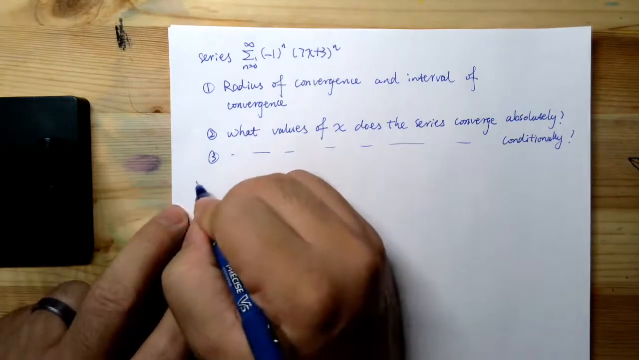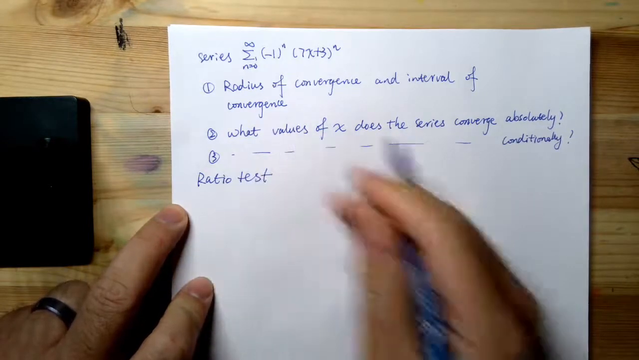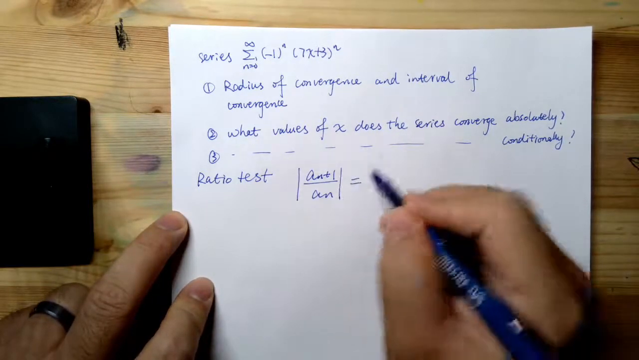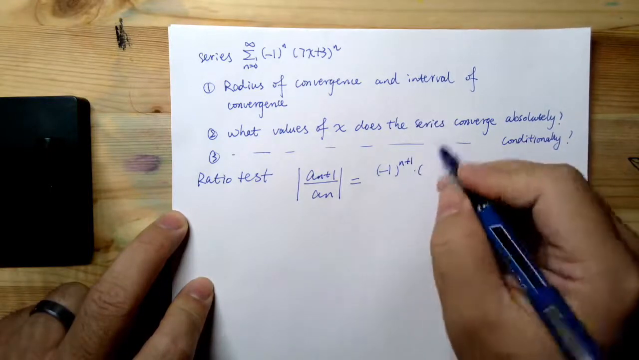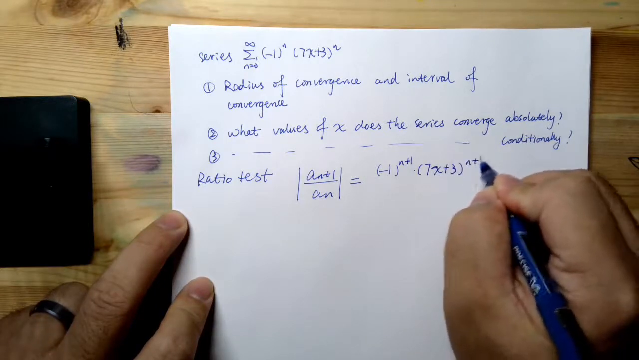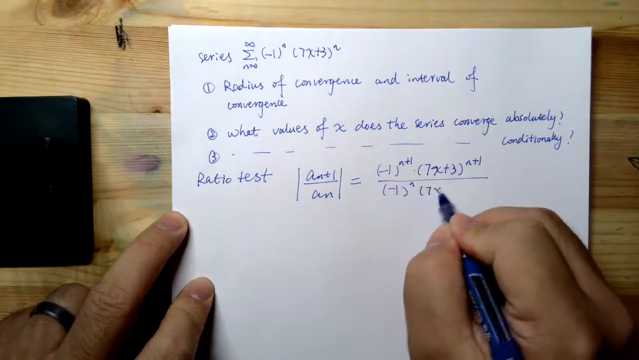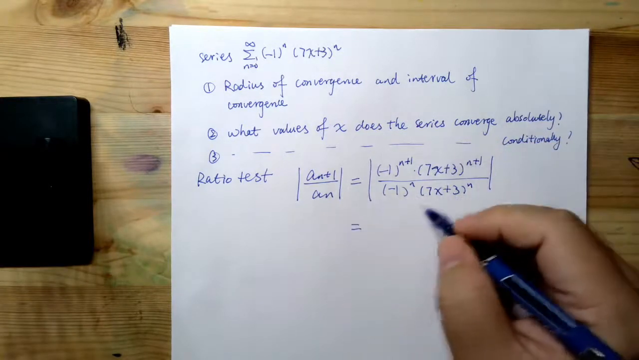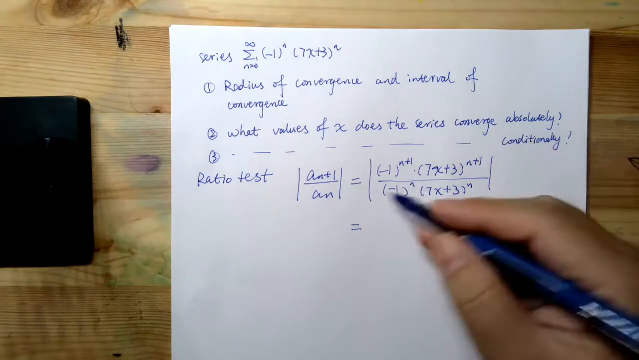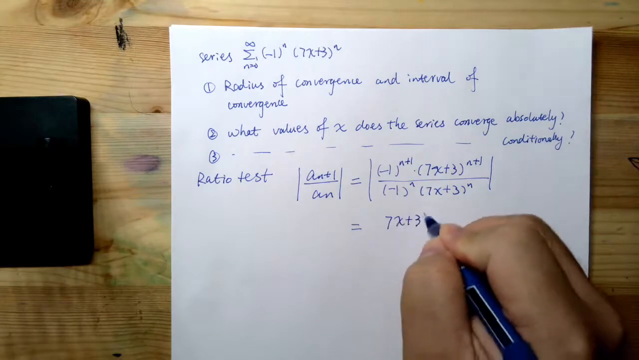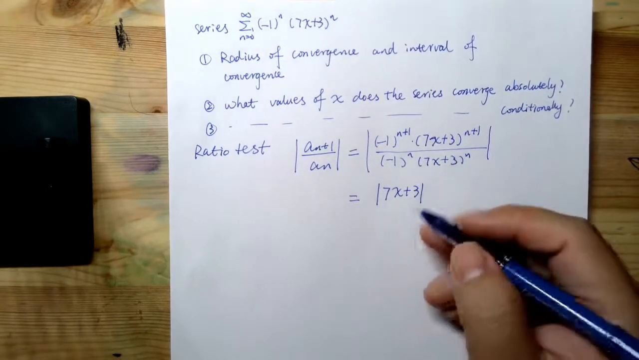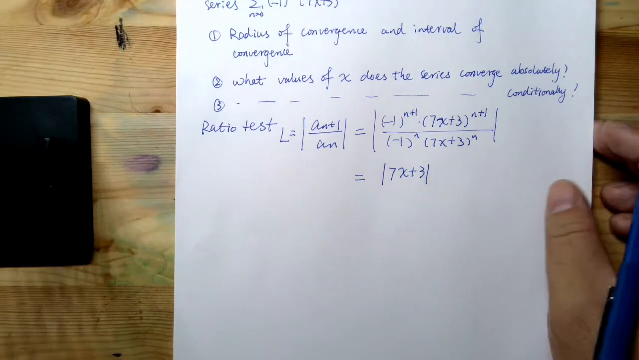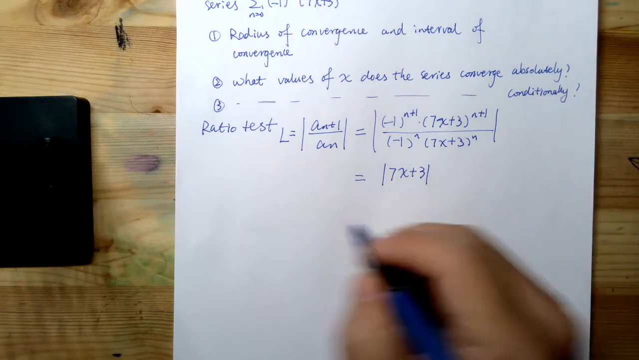So the ratio test: our absolute value of a_(n+1) over a_n, you're going to have (-1)^(n+1) (7x+3)^(n+1) over (-1)^n (7x+3)^n, absolute value. Okay. Of course, after we got this, we can omit those alternating terms because we have this absolute value sign. So all we have here is this. And we know that if this ratio, denoted as capital L, is less than 1, then the series converges absolutely. Of course it converges.